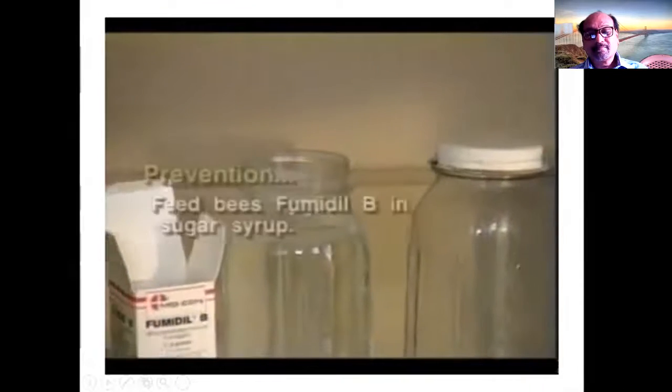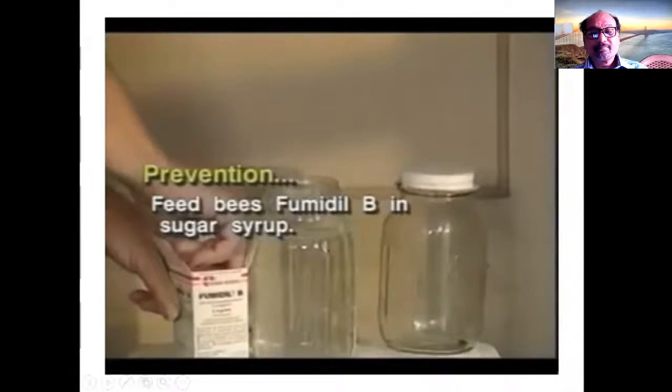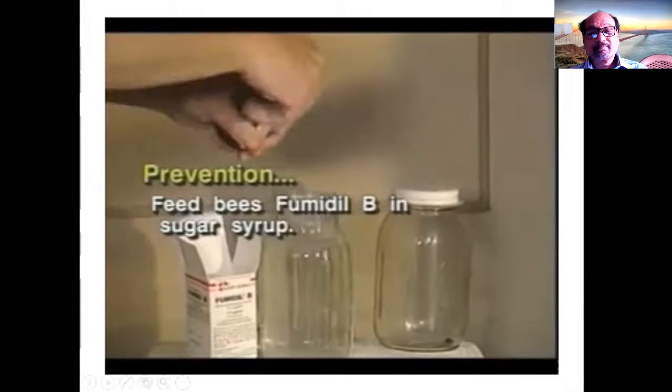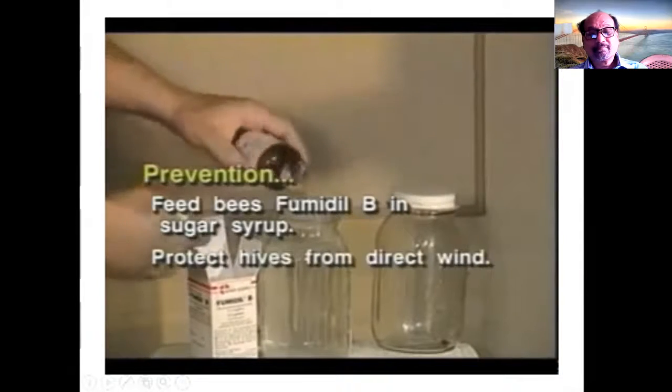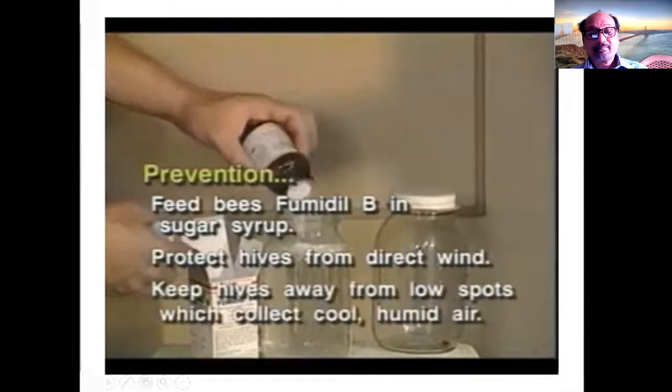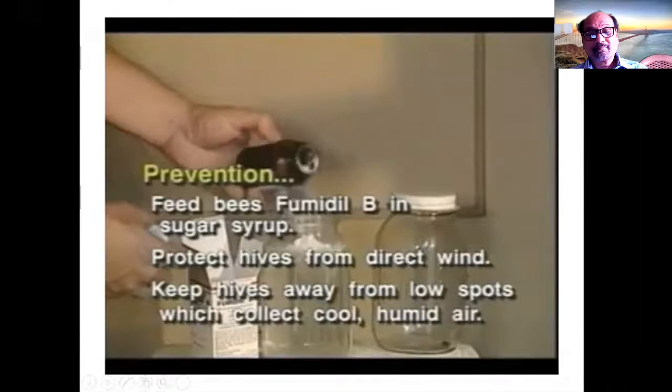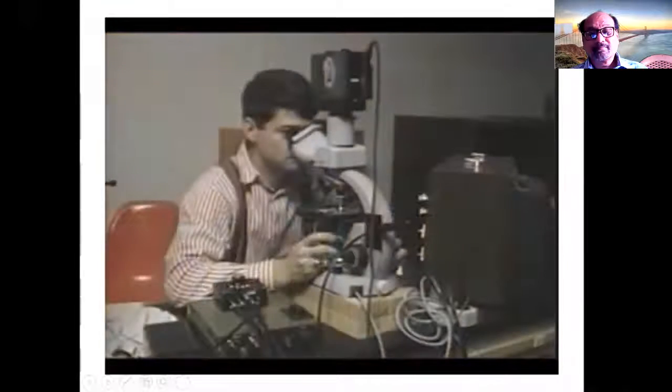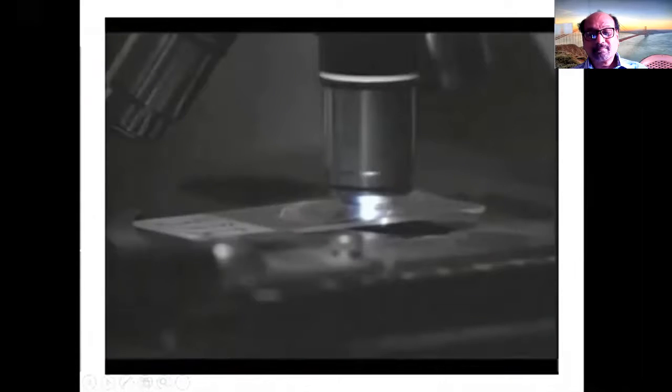Nosema is best prevented by feeding bees Fumadil B in sugar syrup in autumn and spring. Protect hives from direct wind and keep them away from low spots in your yard that collect cool, humid air. Only a microscopic examination can confirm Nosema disease. Your county extension agent, bee inspector, or local bee association can help you find a diagnostic service.